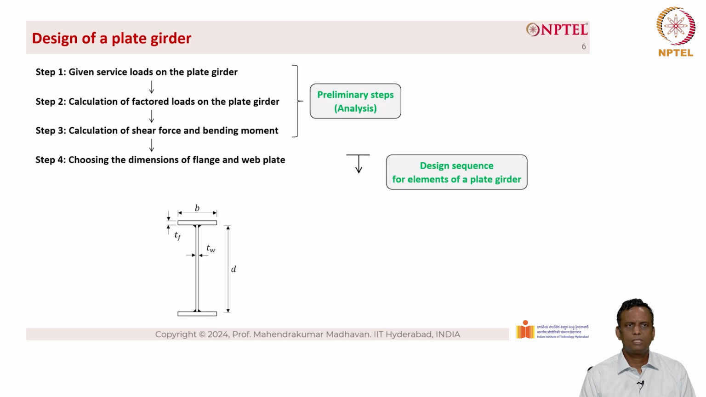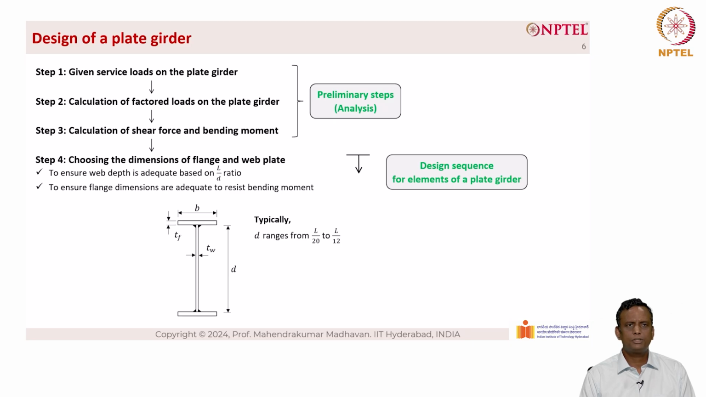So, step 4 is basically to choose the dimensions of the flange and the web plate. To ensure web depth is adequate based on L by D ratio, typically the D ranges from L by 20 to L by 12. To ensure flange dimensions are adequate to resist bending moment, B is taken as 0.3 times depth. The area of the flange is given as AF equal to M divided by D into Fy divided by gamma m naught. This is based on the understanding that the force is equal to moment divided by distance.